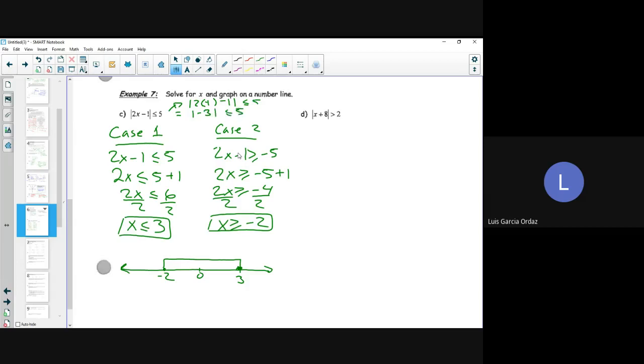And what's the absolute value of negative 3? It's just 3. So is 3 less than or equal to 5? Yes. So that means our solution that we did on the number line works. Okay, so this is correct.